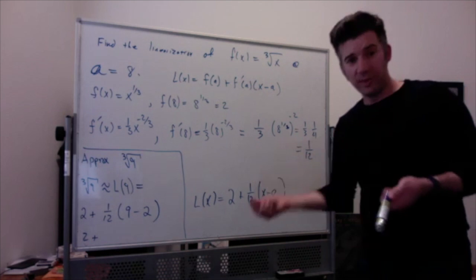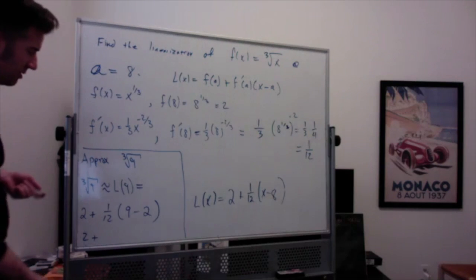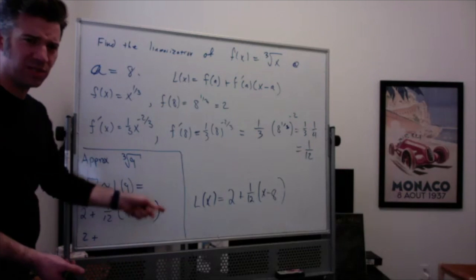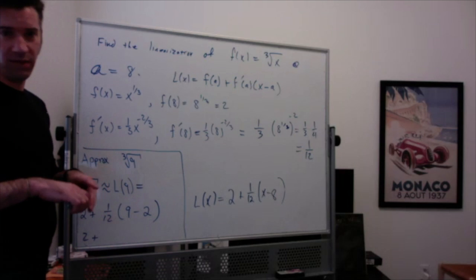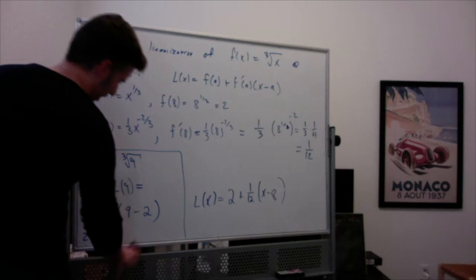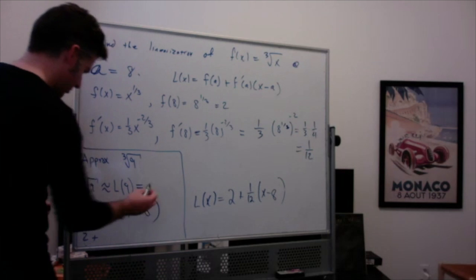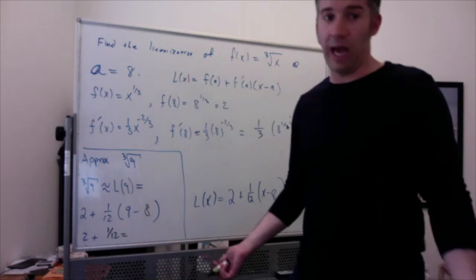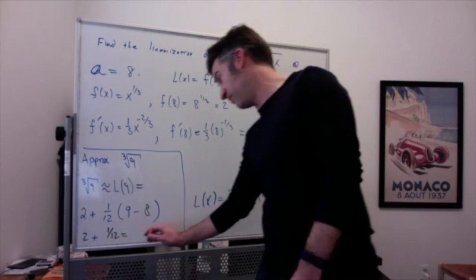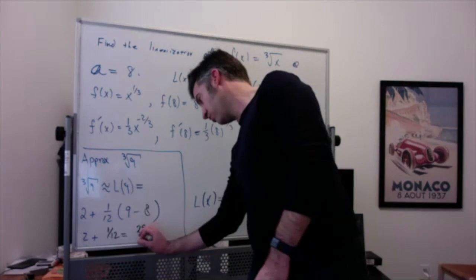And we knew we were making a mistake, at least I knew I was, when I was saying that 9 minus 2, those should be close to each other. But 9 and 2 aren't that close in the world of this particular problem. It should have been 9 minus 8. Those are much closer. So we're getting 2 plus 1/12, which I would probably write as 25/12, right? 2 is 24/12 plus 1/12 is 25/12.